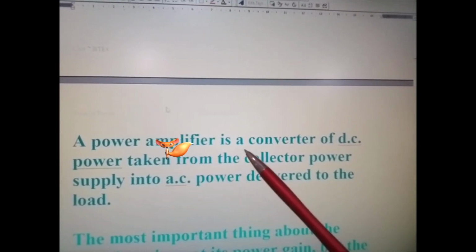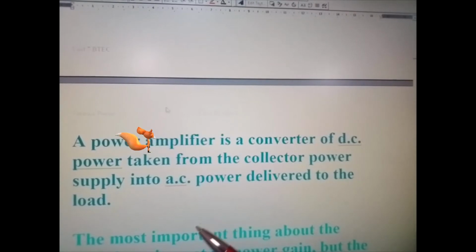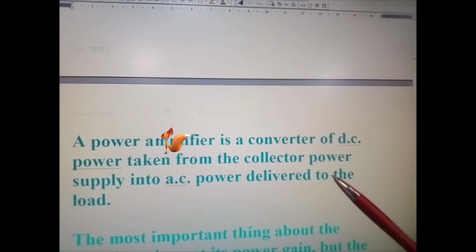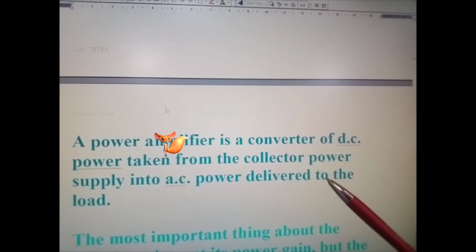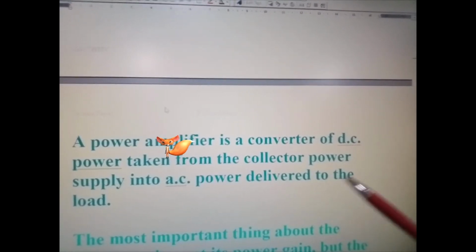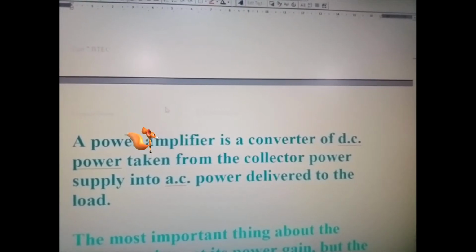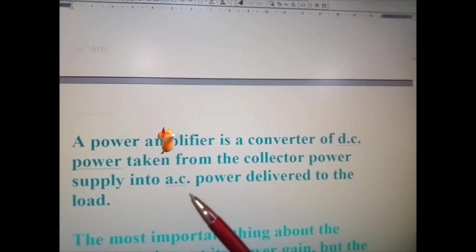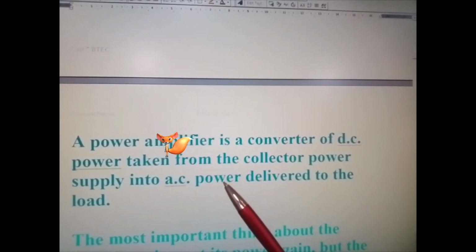Now a power amplifier is a converter of DC power taken from the collector power supply into AC power delivered to the load. So here we're simply saying that we come off as DC, but when it's feeding the load, it becomes AC by the action of the collector or transistor.